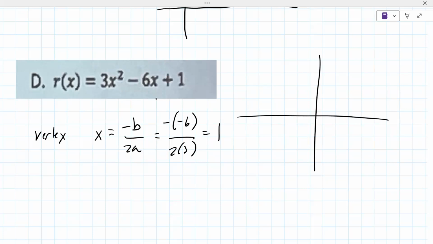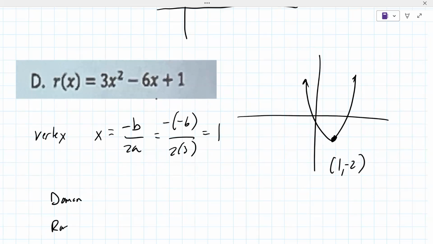Would it be 1, negative 2? Okay, that works. We know it opens up. So domain and range. Domain is negative infinity to positive infinity, and range is from negative 2 to positive infinity. Okay. Very good.